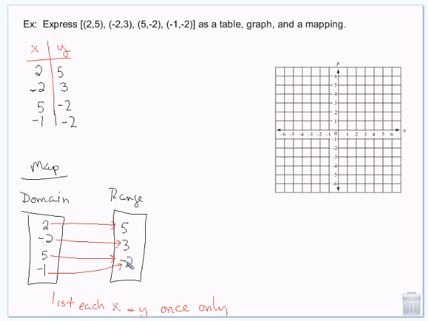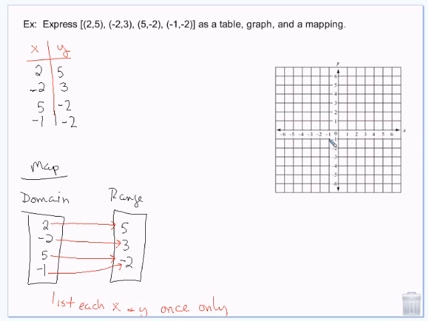That's just like I wouldn't list any one of you twice in the classroom. You're only yourself, so I wouldn't list you twice. Does that make sense? Okay. So that's the only time you have to do that, though, is on the mapping. On the table and the ordered pairs, on the graph, you take care of all of them. It's just the mapping that you only list things once.